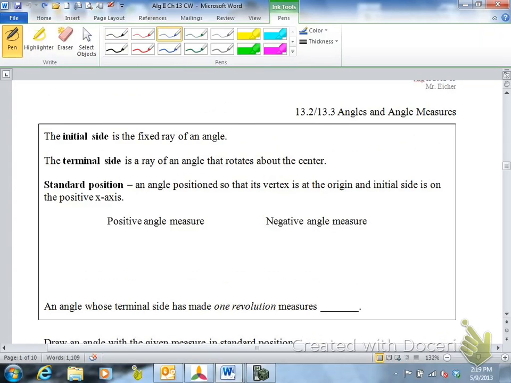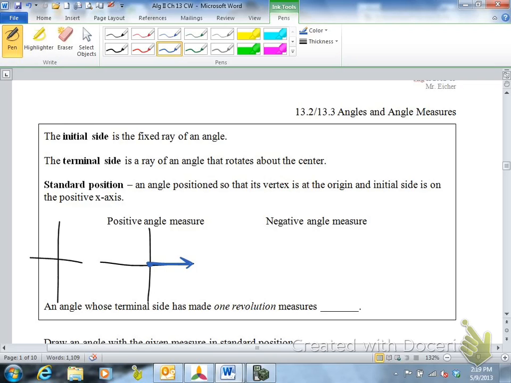An initial side of an angle is the fixed ray. The terminal side is a ray of an angle that rotates about the center. Let me show you what that looks like. If you have axes, we'll do two different sets of axes. The initial side we'll put on the x-axis. This is going to be in standard position, which we basically always use.